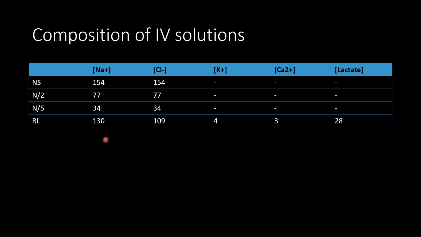Ringer's lactate contains sodium around 130, chloride around 109, potassium around 4, calcium around 3, and lactate around 28. Why do we need to understand this? I'll tell that in the next slide.